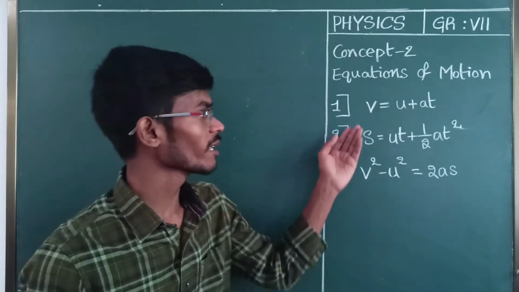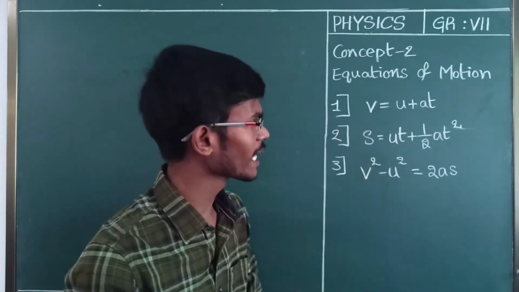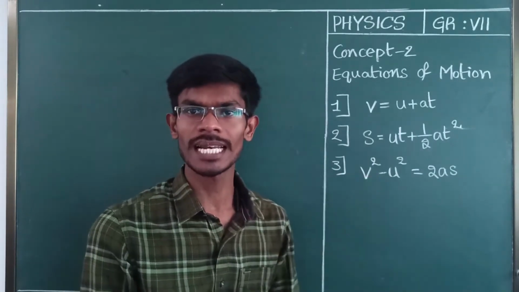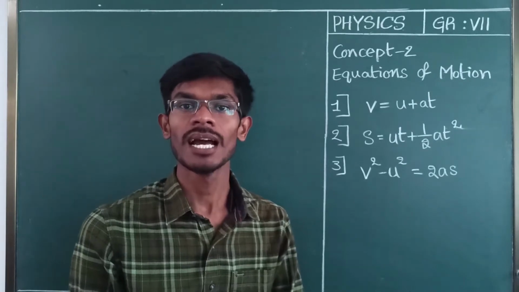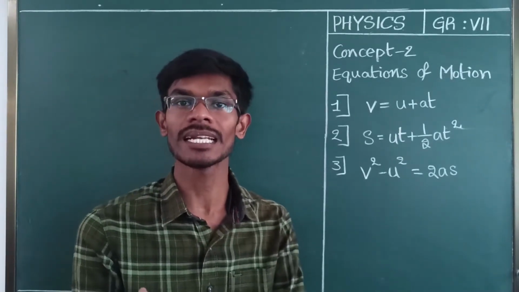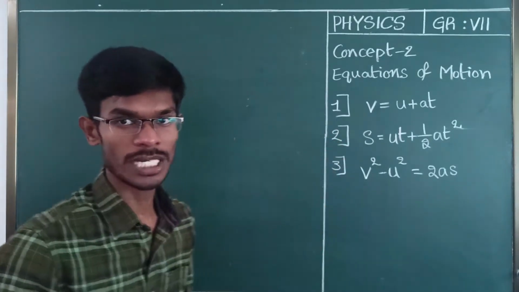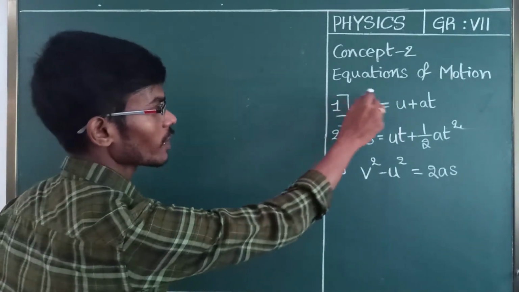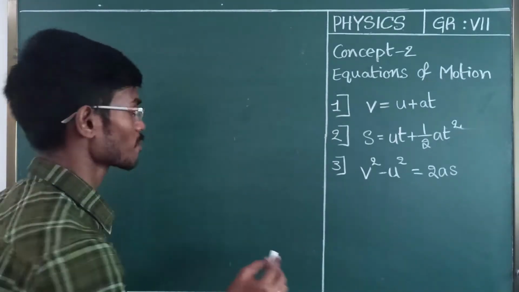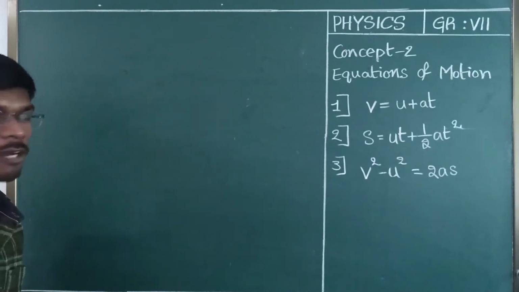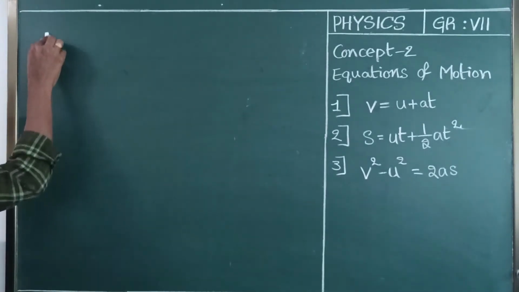If you observe these three equations of motion, they show the relation between initial velocity, final velocity, displacement traveled, acceleration and the time taken. So these are the three equations of motion that relate initial velocity, final velocity, displacement and acceleration. Now we will see the first equation of motion.